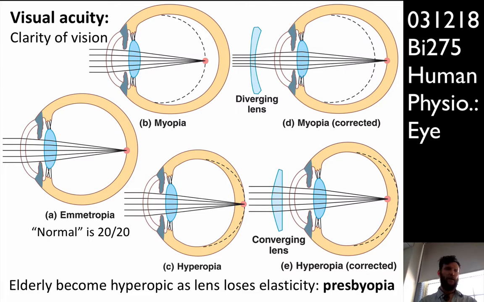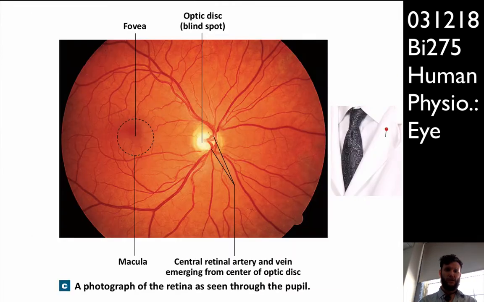All right, yeah, that was a good question. The difference in canonical hyperopia is the shape of the eye, whereas presbyopia is the inflexibility of the lens. All right, so on to the retina.